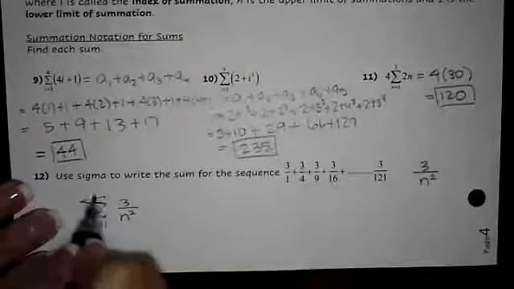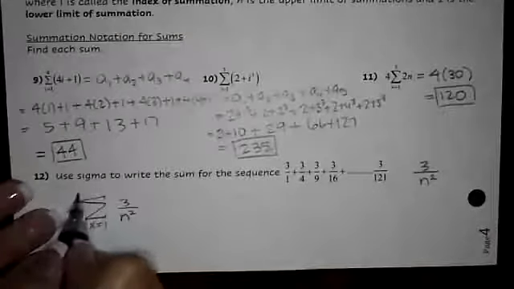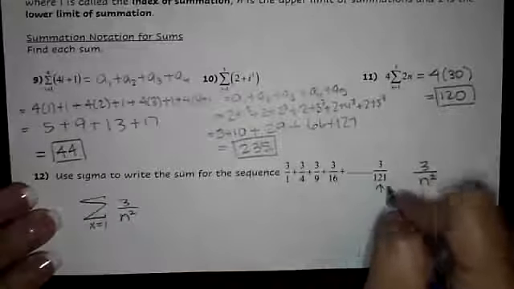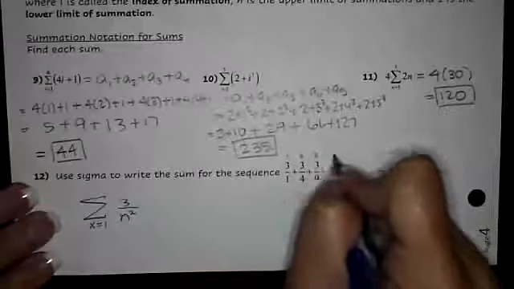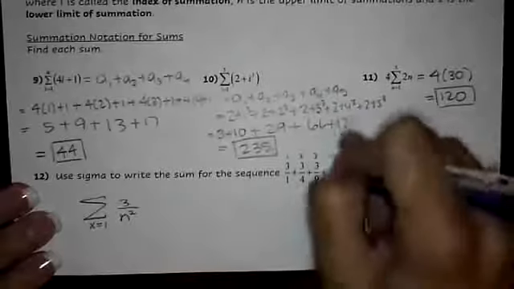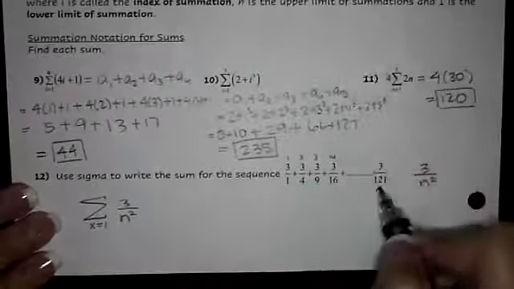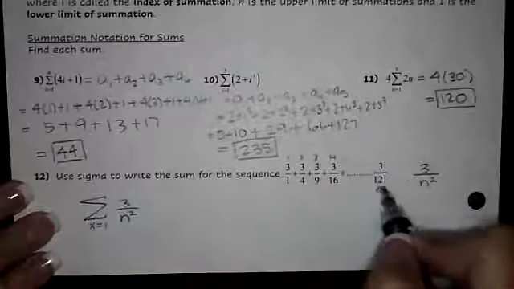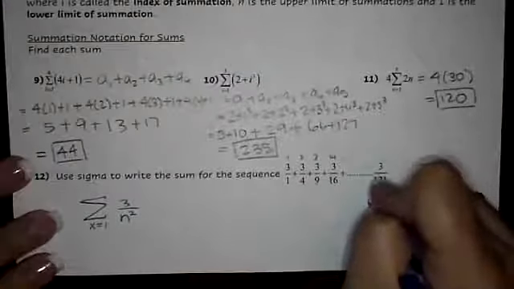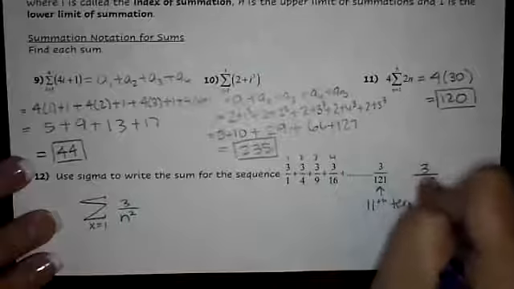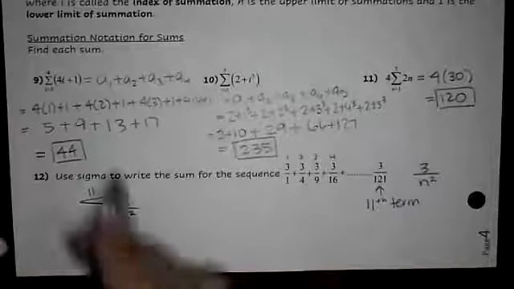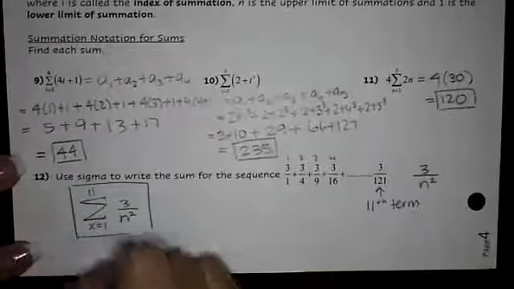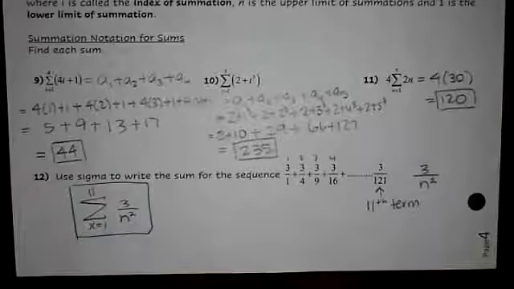The final thing I need is our top limit right here. So I need to figure out what number term this is so that I can see how many terms are going to be in this. Since this was 1, 2, 3, 4, and then so on up to this point. Now 121 is 11 squared, so I know this is the 11th term. So we need the 11th partial sum. So we're gonna put an 11 there. And that would be our sigma to write the sum of the sequence.